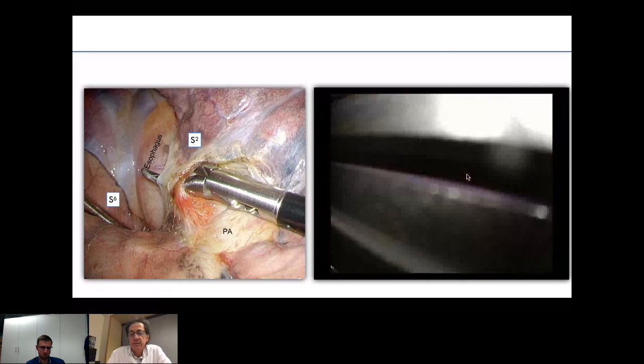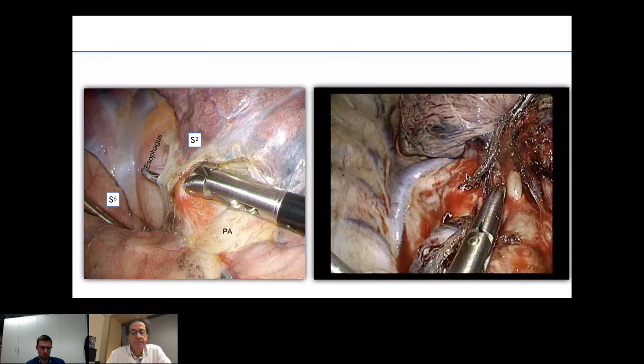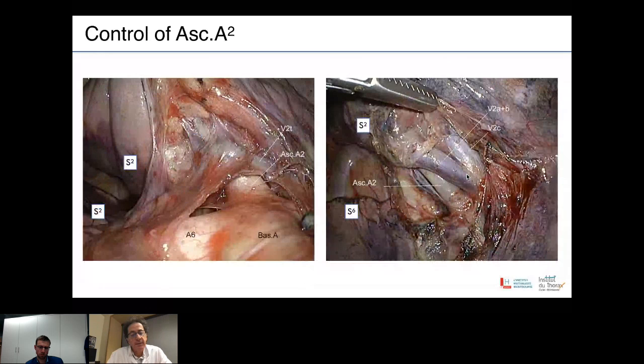Like this. So it's easier to expose it once you have opened the fissure. Then you control the vein that hides the ascending A2.